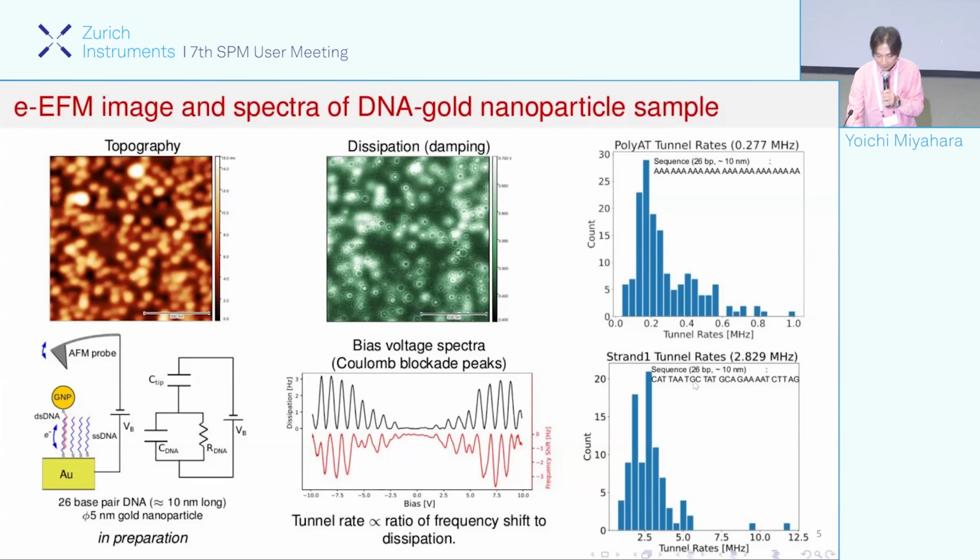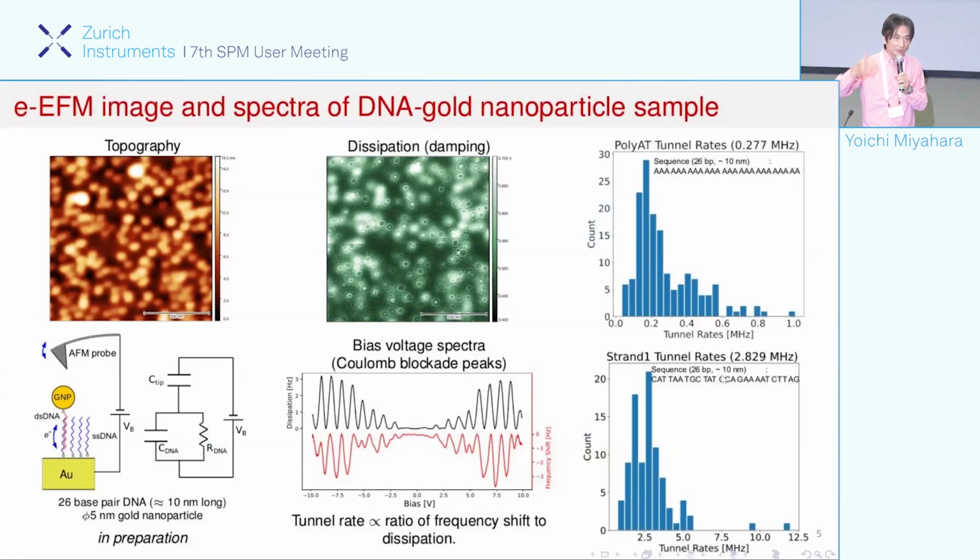And we find that the tunneling rate can be quite different. So we took a bunch of measurements and made this histogram. And if you take the average value, then we saw 277 kilohertz for this poly-AT. And the more complicated one with more GC pairs, we saw an order of magnitude higher tunneling rate.